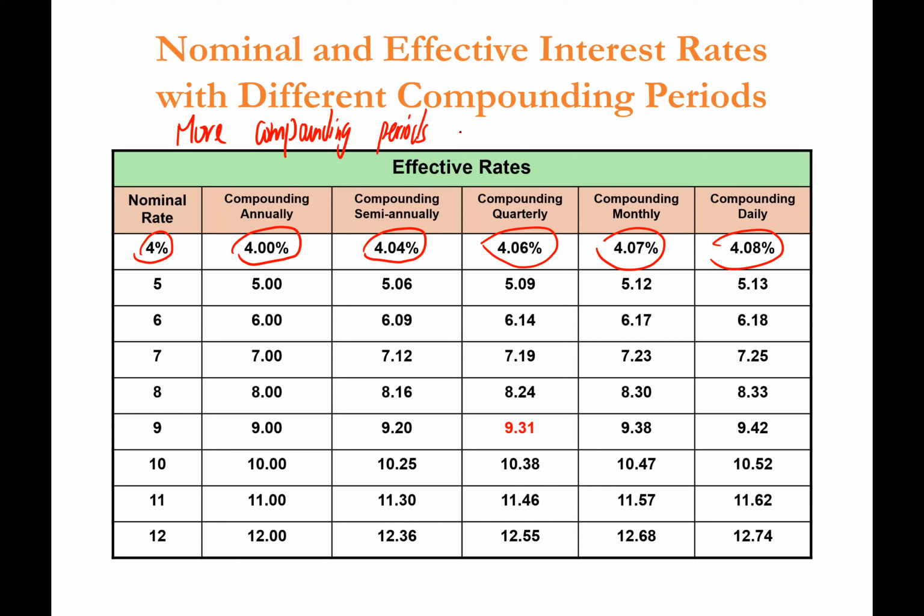Periods renders higher APR. You can view that as an empirical rule to best describe the relationship between the compounding periods and also the effective interest rate. Right? Okay.